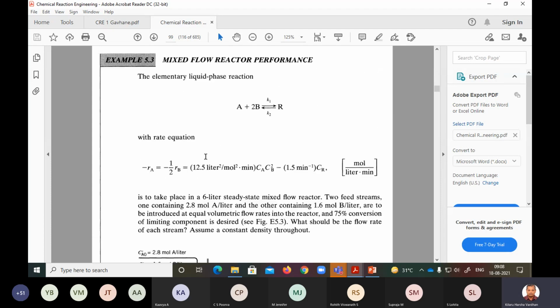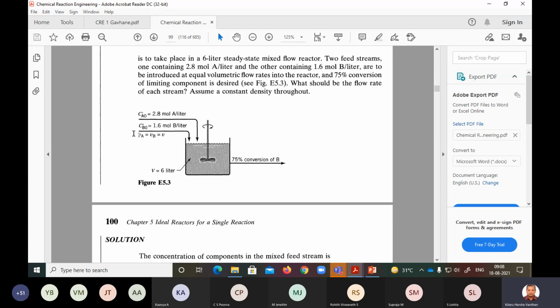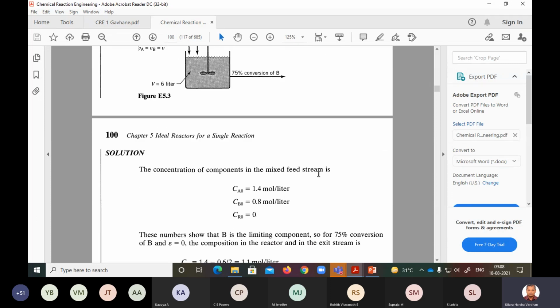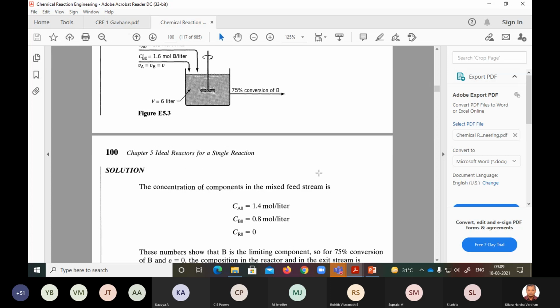First you have to understand the problem, what is given, right? Then just write the given data. Ca0 is 2.8, Cb0 is 1.6. He's putting a dash, and I'll tell you why. Now the concentration of the components in the mixed stream, because A and B are both going into the reactor, so what will happen? It is going into a mixed reactor, so Ca0 becomes 1.4 moles per liter, Cb0 becomes 0.8, and Cr0 is initially 0.